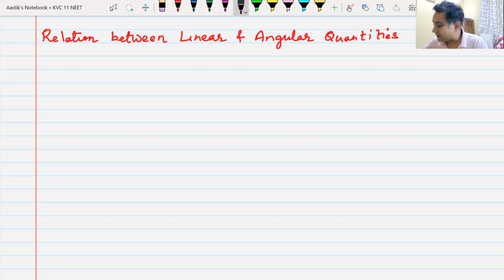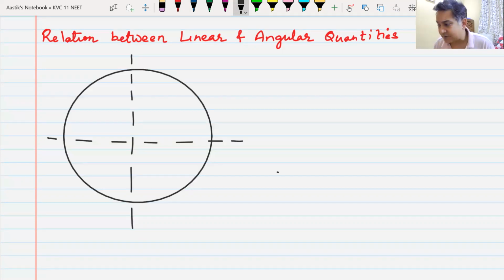How do I get the relation between them? Anyone has any idea of what is the relation between linear and angular quantities? We will try to understand this relation with the help of this very simple circular motion diagram. A body moving in circular motion has an origin, a center, and it has a radius. All of us understand this.